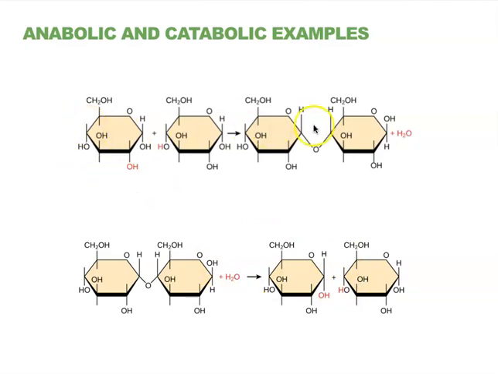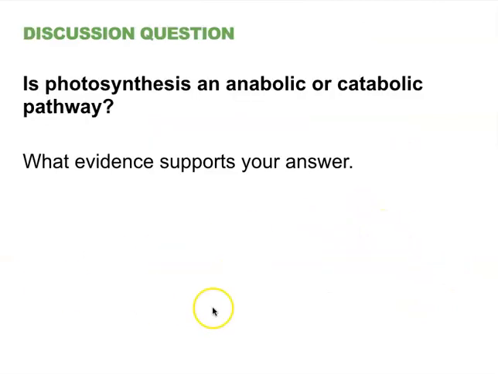Again, this anabolic reaction is just dehydration synthesis reactions. The catabolic reaction here is just a hydrolysis reaction, and you can increase the complexity or decrease the complexity, but in its simplest form, our goal is to get something that looks like glucose available for cells to use. Now, in what ways is photosynthesis anabolic or catabolic, and what evidence can you use to support your answer?